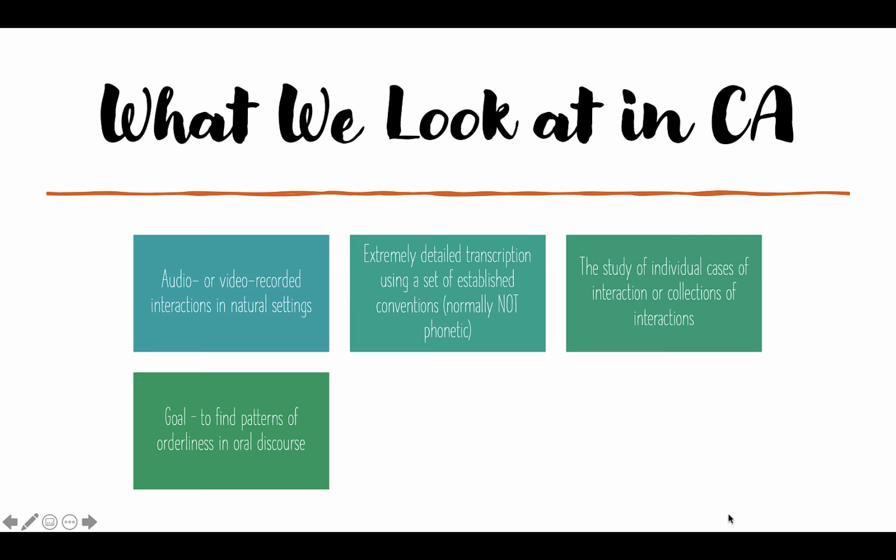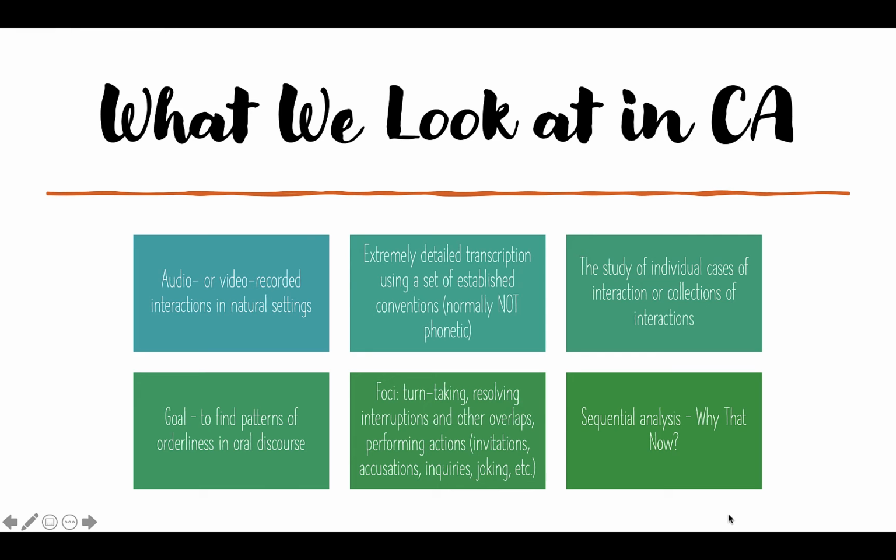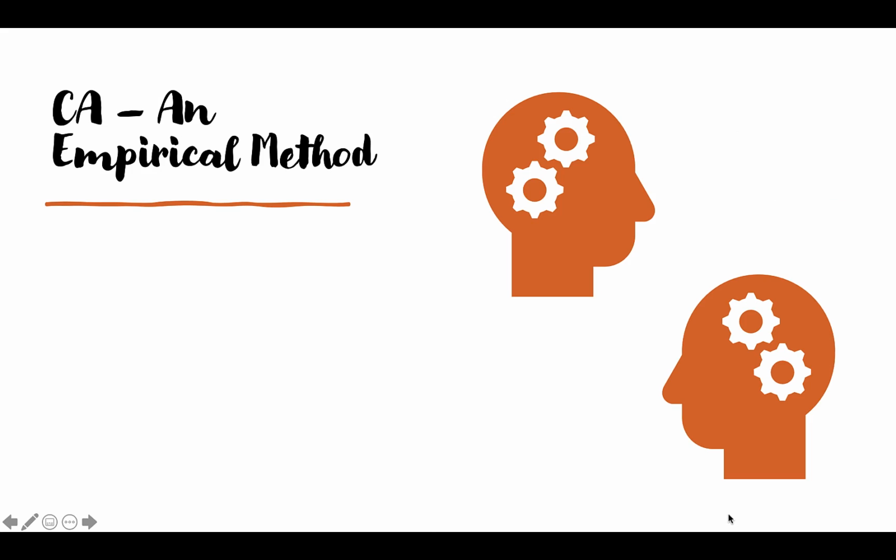Specifically, conversation analysts look at how people manage turn-taking, interruptions, accidental overlaps, how they accomplish such actions as advice, invitations, establishing rapport, teasing, telling jokes, and so on. CA involves sequential analysis. The key question in analyzing sequences of interaction is to ask, why that now? We will return to this question in a minute.